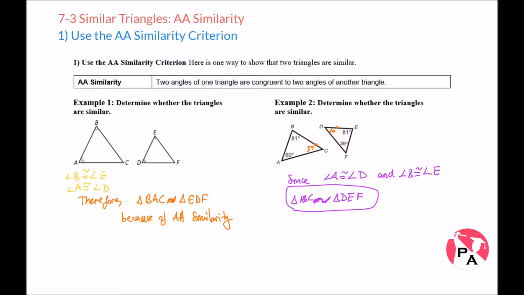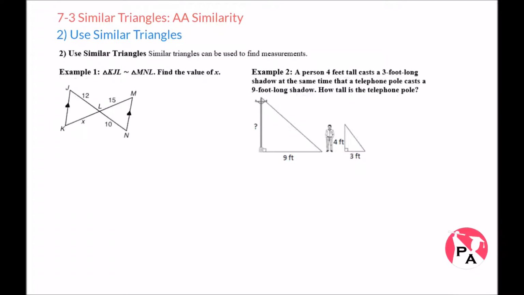So let's move on to the next example. In this part of the lesson, we are going to use similar triangles. The similarity statements are given. By using those, we are going to find the missing side measures. So let's get to the first example. Triangle KJL is similar to triangle MNL. Find the value of x.